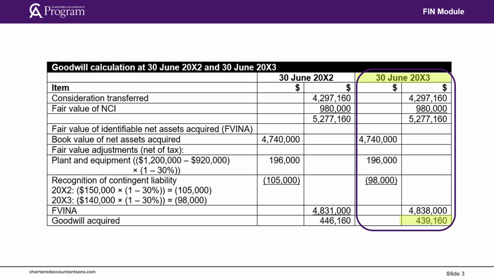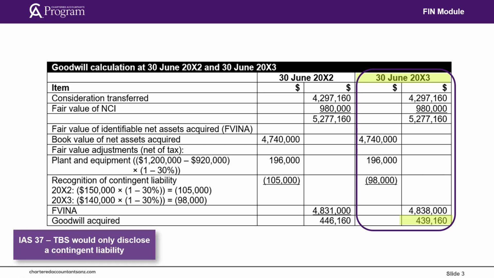At the acquisition date, TBS was defending a lawsuit. Stark would have been aware of the lawsuit, and this would impact the price that they would pay for their interest in TBS, and accordingly that will impact the value of goodwill. Now notice how the contingent liability value is subtracted in this goodwill calculation.